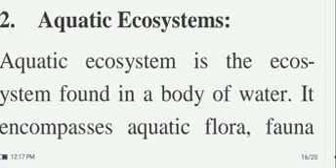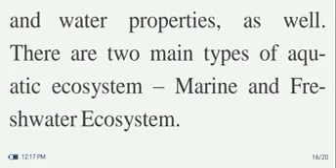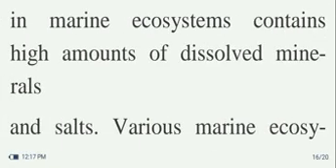It encompasses aquatic flora, fauna, and water properties as well. There are two main types of aquatic ecosystem: marine and freshwater. Marine ecosystem, the biggest ecosystem, covers around 71% of Earth's surface and contains 97% of our planet's water. Water in marine ecosystem contains a high amount of dissolved minerals and salts.